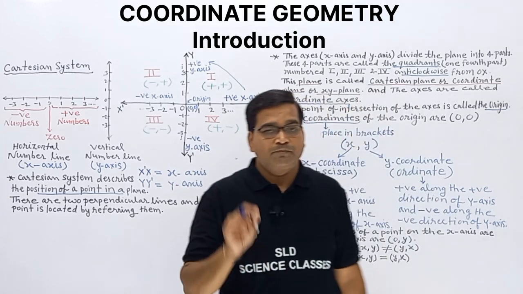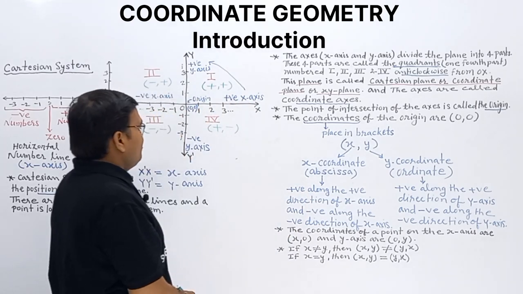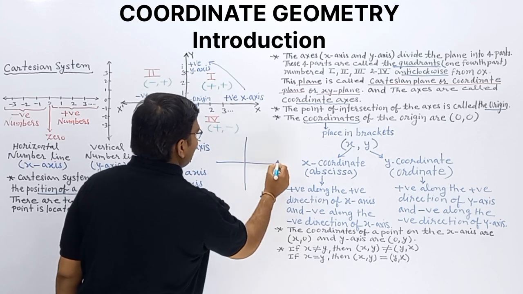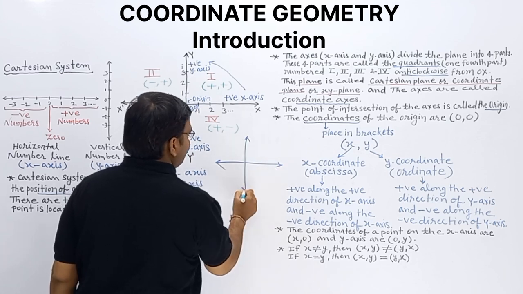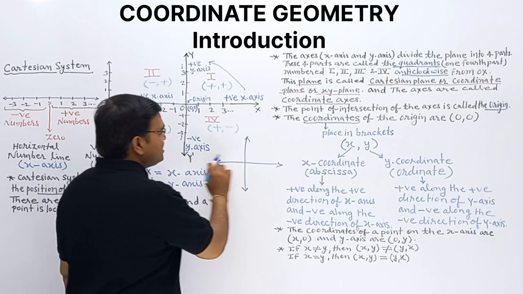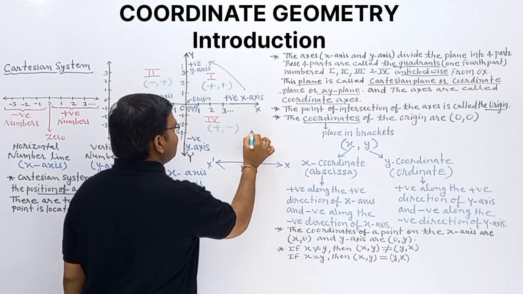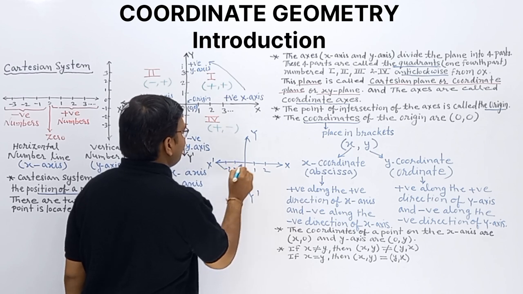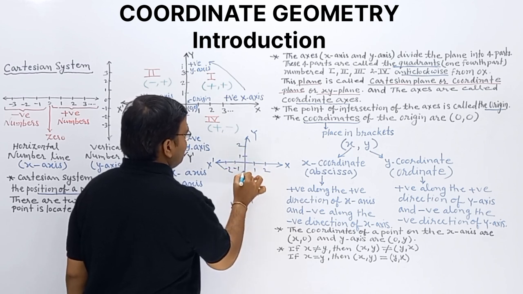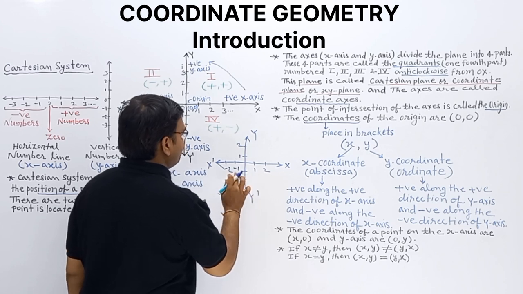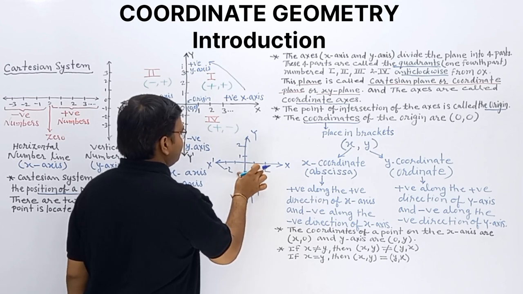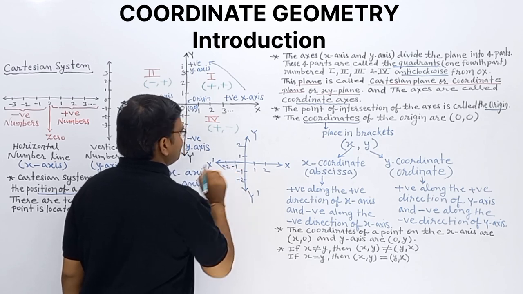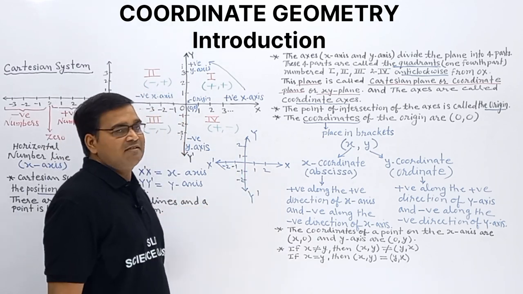So what we are doing, we want to write coordinates. I am drawing one xy plane. This is the xy plane. This is the x axis, x dash, and this is the y axis, y dash. Marking 1, 2, minus 1, minus 2 on each axis. Clear? This is the x axis, this is the y axis.